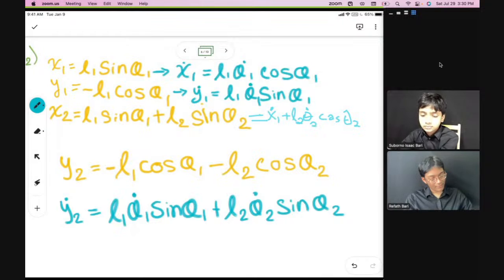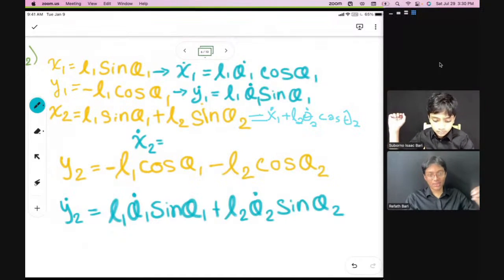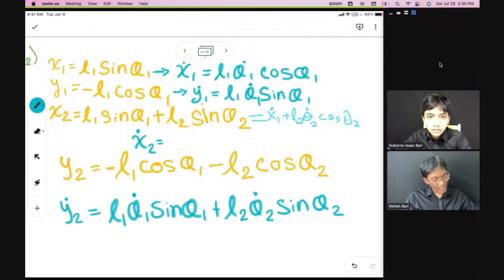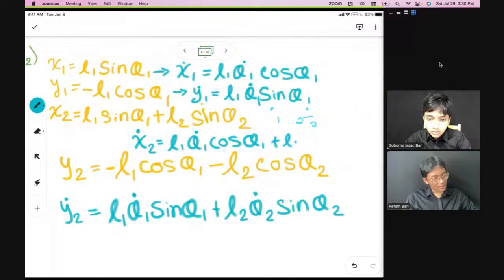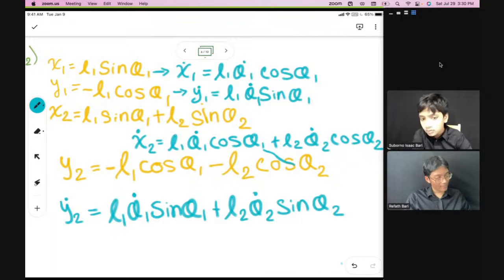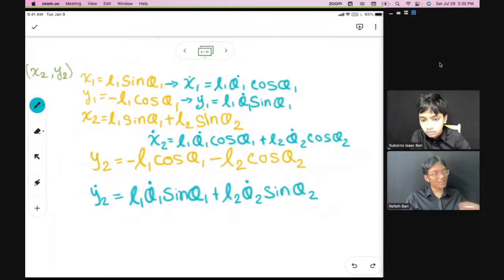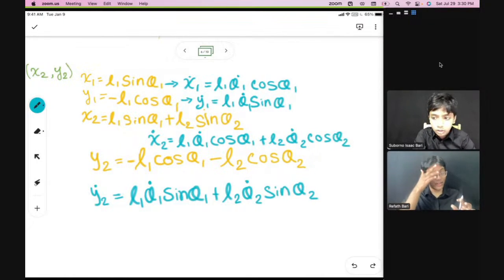You have x2 dot is equal to, you can start erasing, even though, again, it's completely correct: L1 theta 1 dot cosine theta 1 plus L2 theta 2 dot cosine theta 2. And again, that's exactly what you had, just for lack of space, we erased it. So I think we're good so far, right? Any questions so far?